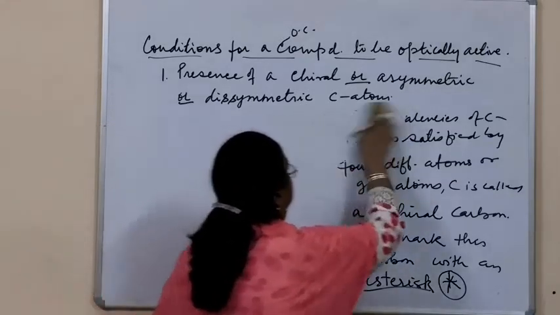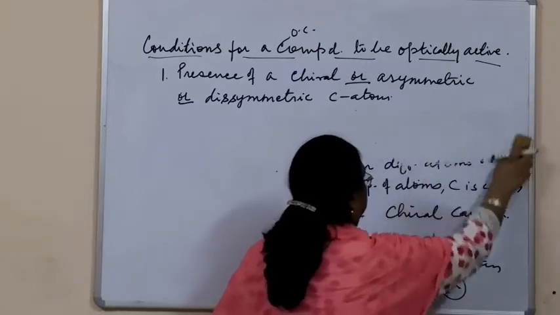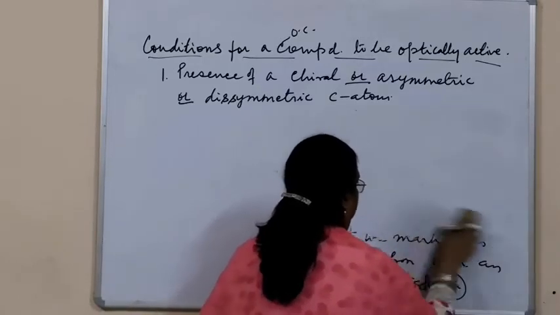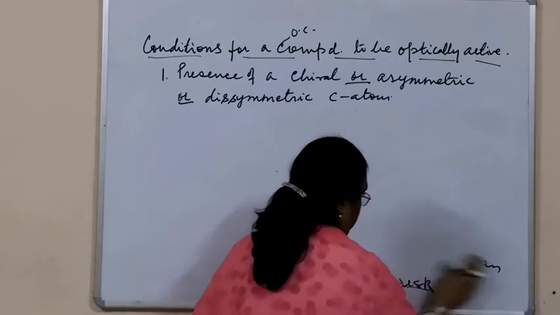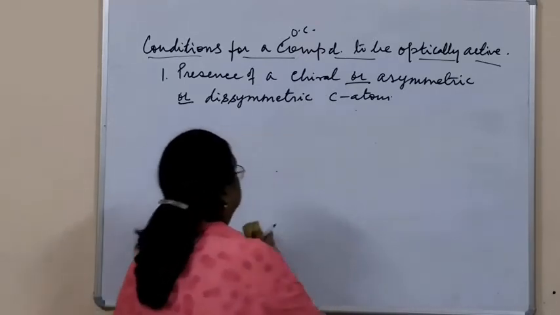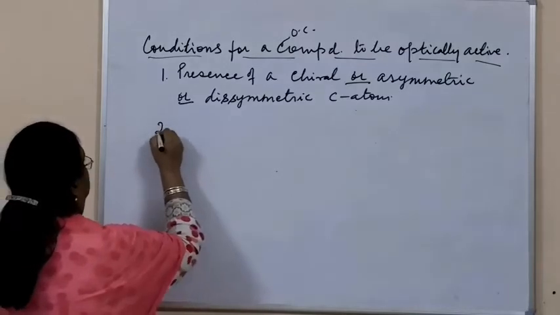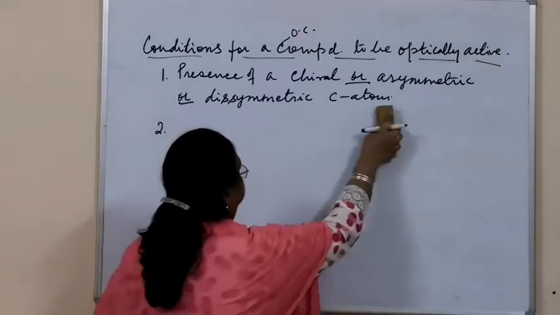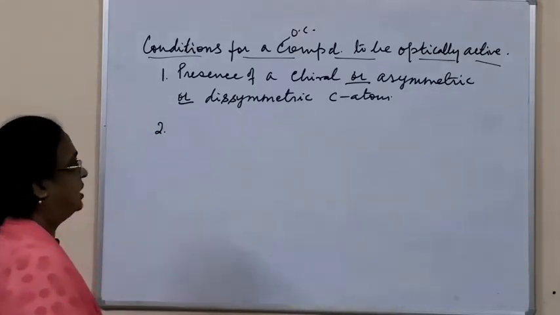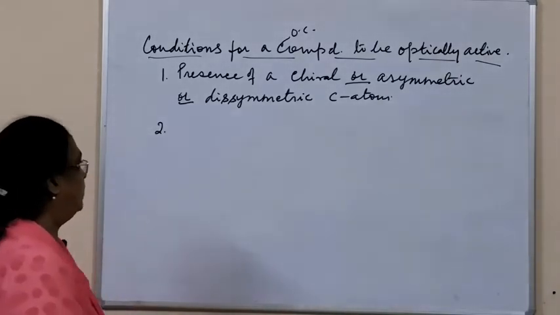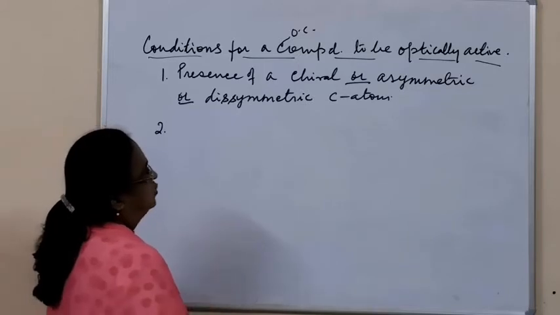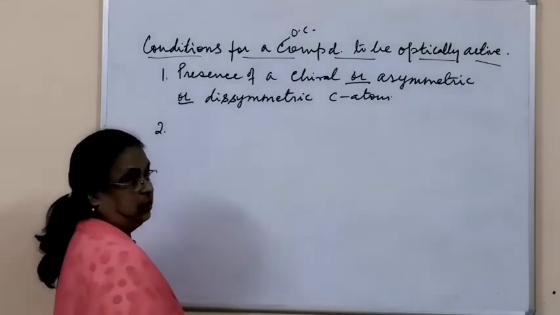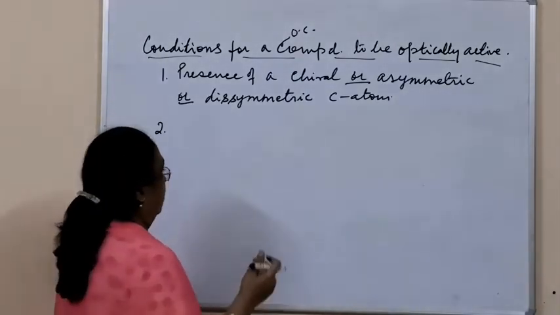But student, here you remember that it is not necessary that a compound which has a chiral or asymmetric carbon will be surely optically active. It may be or may not be. So this is the first point, and the second point has to be followed. The compound which is having a chiral carbon should have the second property, that is, its two isomers. An optically active compound will have two isomers. One will have clockwise rotation, the other will have anti-clockwise rotation.